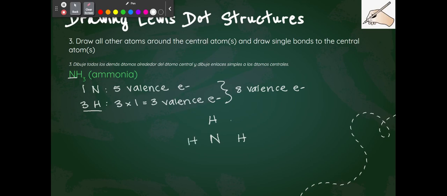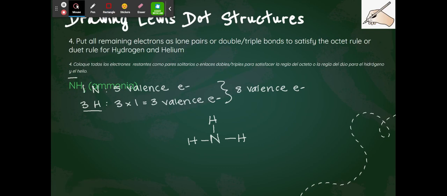And then I'm going to draw single bonds connecting those outer atoms to my central atom. Finally, in step number 4, we're going to put all remaining electrons as lone pairs or double or triple bonds to satisfy the octet rule, or the duet rule for hydrogen and helium. So in this case, our hydrogens are satisfied. So we've got 2 valence electrons. Remember, each line represents 2 electrons.